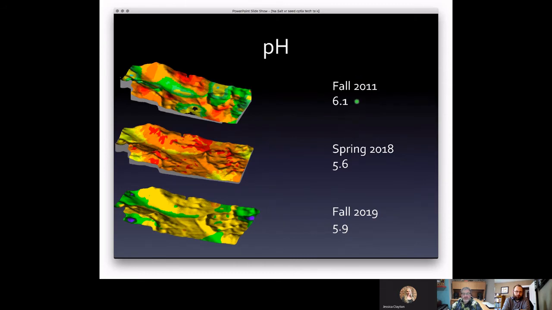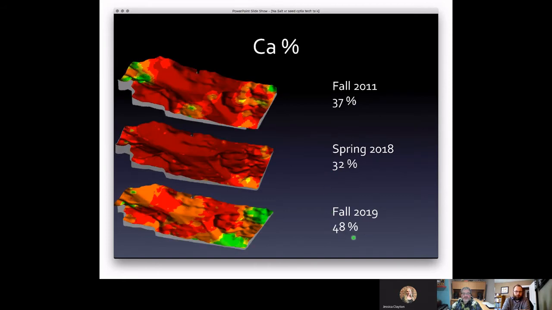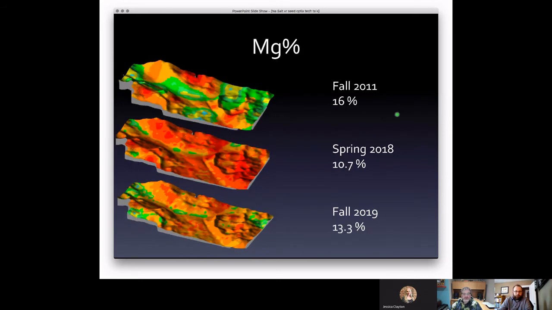And just wanting to show that the pH started with a grid sample in the fall of 2011 at 6.1. This grower applied gypsum to the field because it was good for sodium, and it actually dropped his pH to a 5.6. Now with the CKD and lime application, we brought the pH back up to a 5.9. With the calcium, we started at 37%, it dropped to 32, and now we're back up to 48. So we're heading in the right direction, finally. And a side effect of adding the gypsum but not attending to his calcium levels dropped the magnesium in the field down to 10%. Now we're slowly bringing that number back around to 13%.